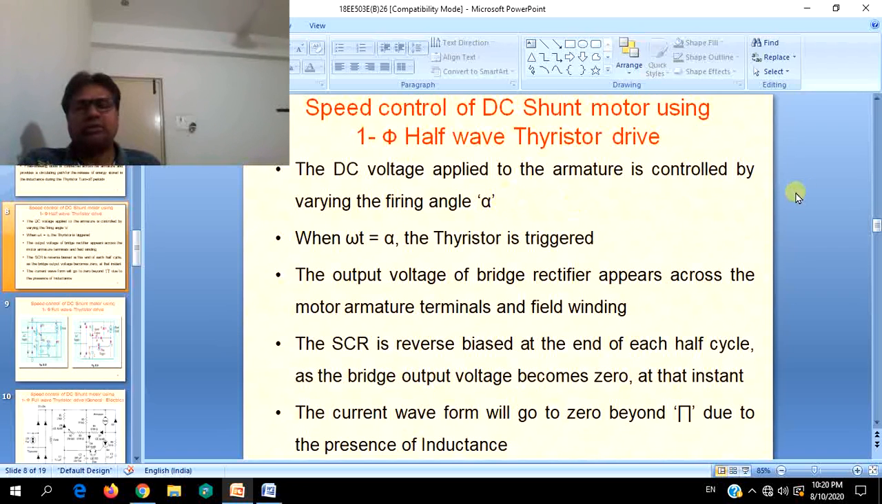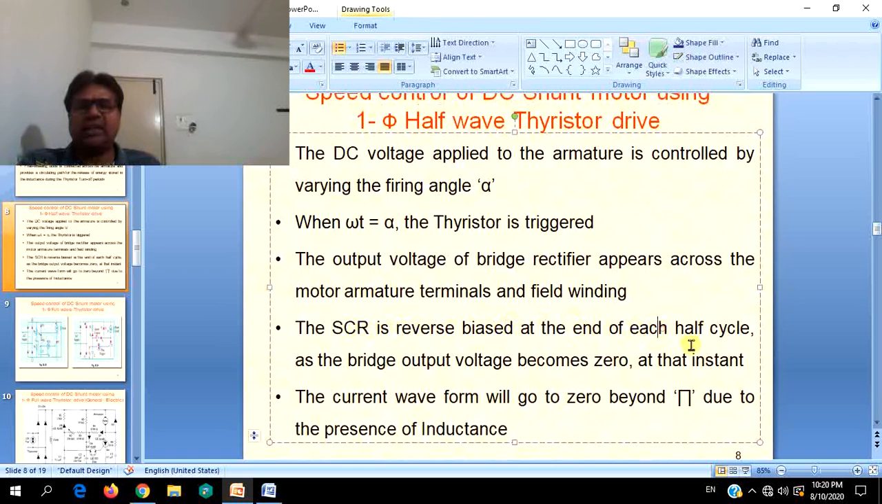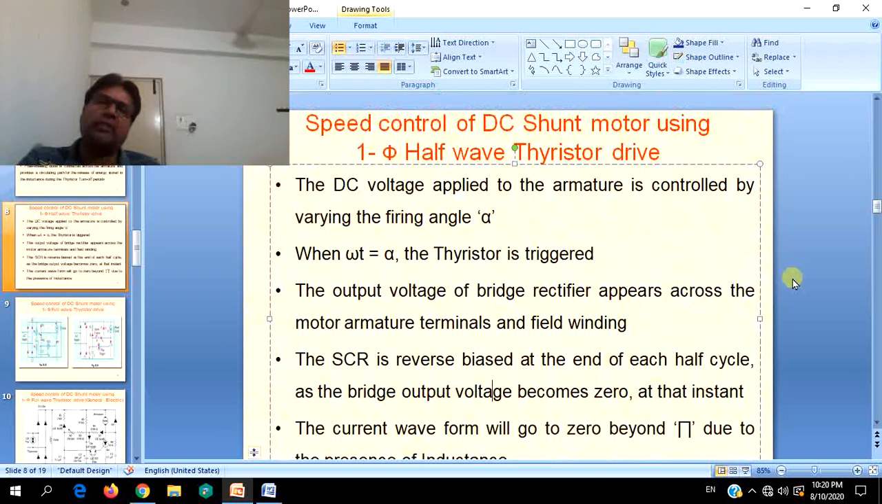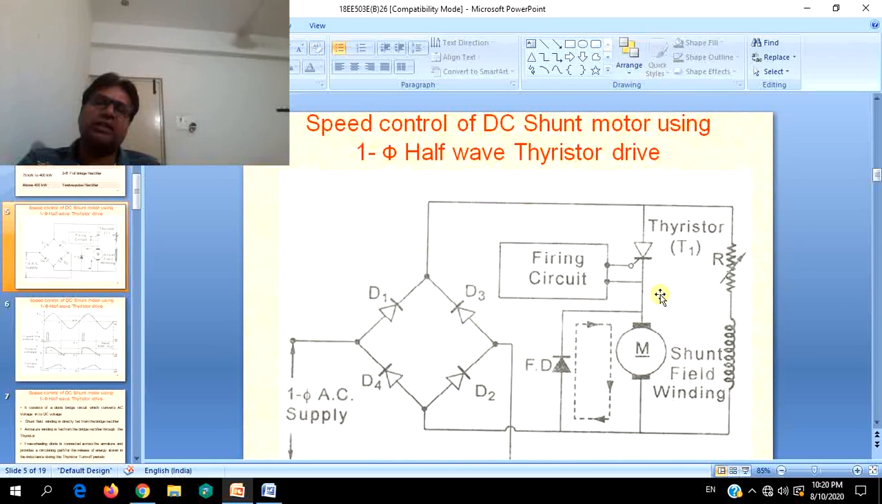Likewise, you can control the motor. At omega t equal to alpha, the SCR is triggered. The output voltage of the bridge rectifier appears across the motor armature terminals and field winding, and the SCR is reverse biased at the end of each half cycle. This is the most important thing which you have to understand. Otherwise, we might think that as the output coming out of the bridge rectifier is DC, then what is the need of this firing circuit?